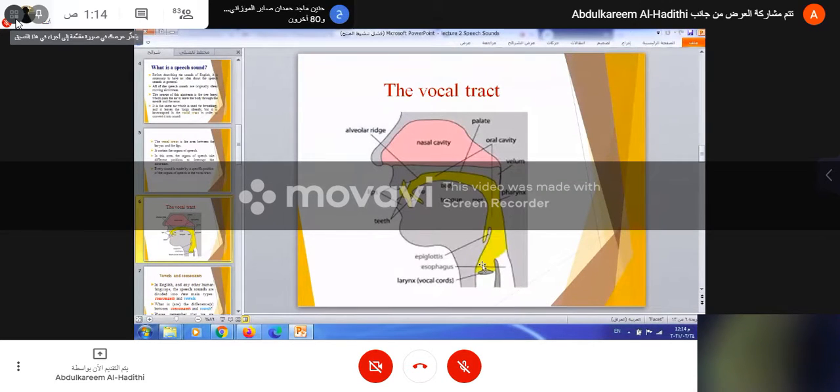Why did we call it the vocal tract? We call it the vocal tract because all of the sounds are created in this area. Before the larynx, there is no sound. When the air comes from the two lungs, it is without sound. But when we try to change this air into sound, we change it in this area.